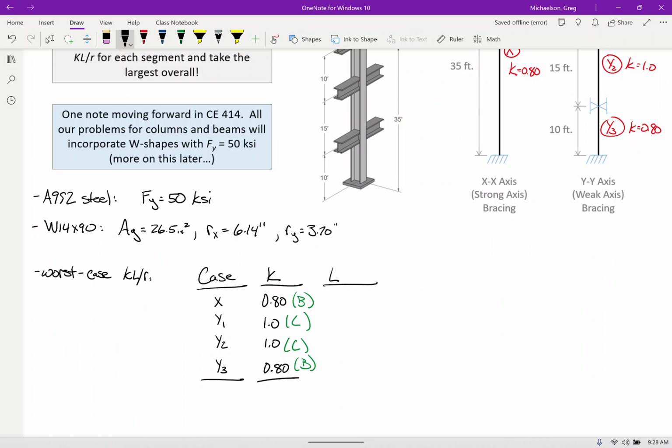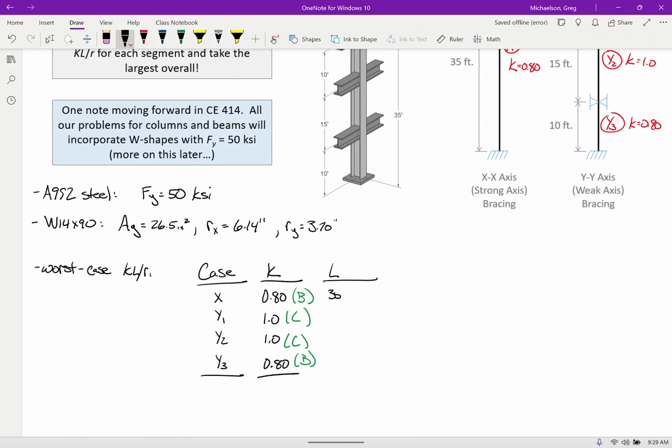Okay. Now, what about the L value? Here's what I'm going to do for L. What about the x-axis? How long is that? Okay, so I'm going to say 35 feet is 420 inches. Then we have 10 feet, 15 feet, 10 feet. This is just me going ahead with the process of converting them to inches. Okay, does that make sense? Everybody okay with that?